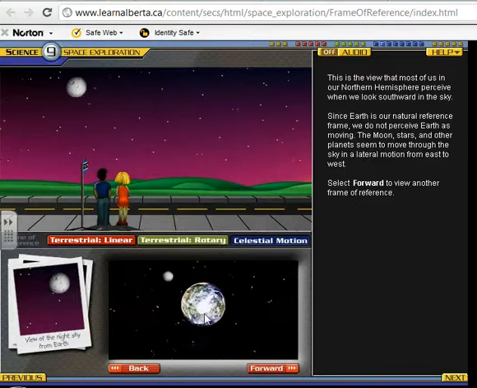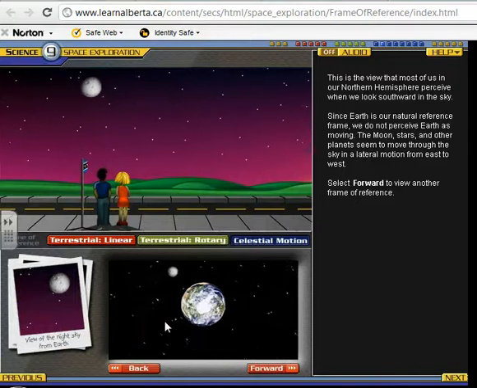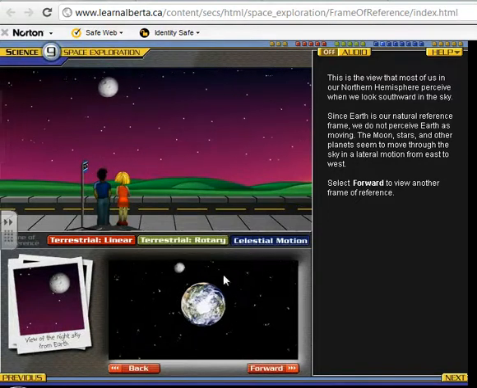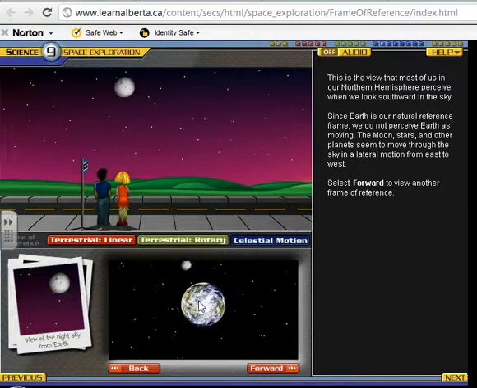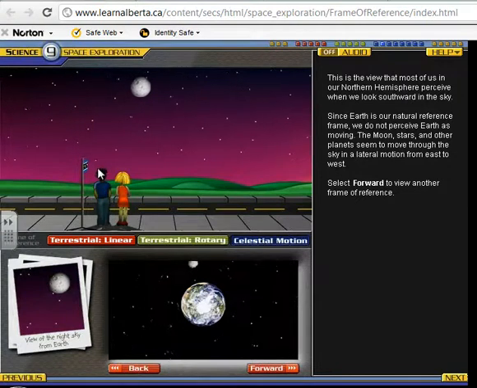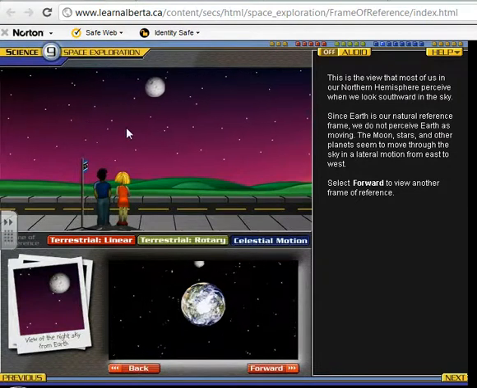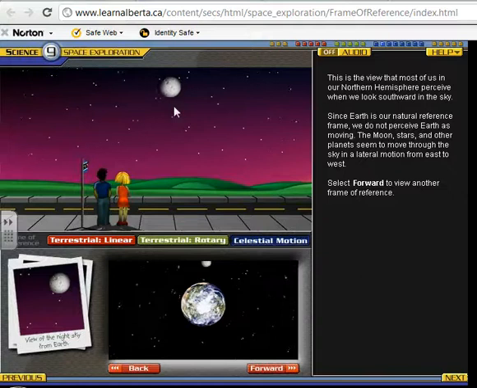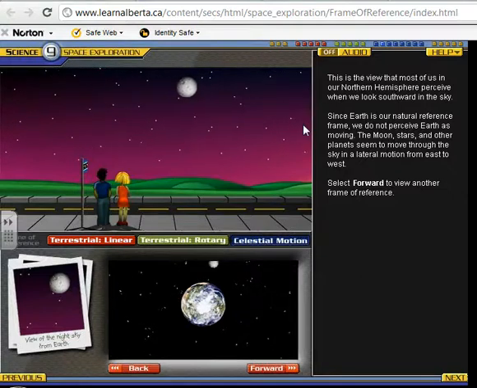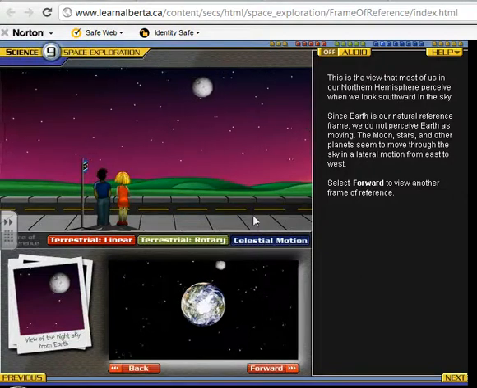Now, if we look at the bird's eye view, we can see that that isn't the case at all, but we don't often get to have this view. And so we can see how initial models of the solar system had the Earth as the center and everything moving around it, because this is what we see.